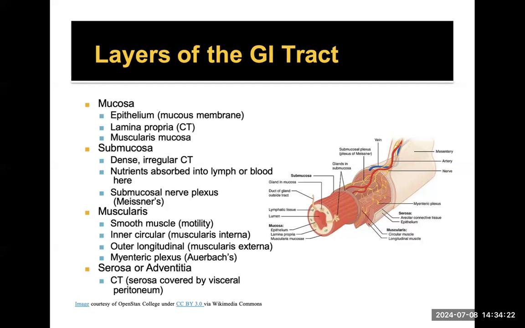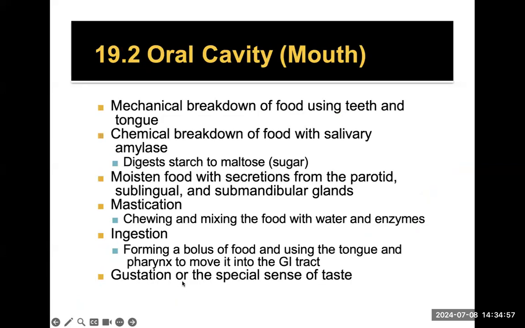The next layer is going to be submucosal. This is dense, irregular connective tissue. Here you have nutrients that are going to be absorbed into the lymph or the blood, and you also have nervous innervation here. Next is going to be the muscularis layer, which is this layer over here. You have smooth muscle and potentially 3 different types, circular, longitudinal, or even oblique muscle that are going to help contractions occur in different ways. And then the outside layer right there is the serosa, that's connective tissue that's going to be connected to the visceral peritoneum.